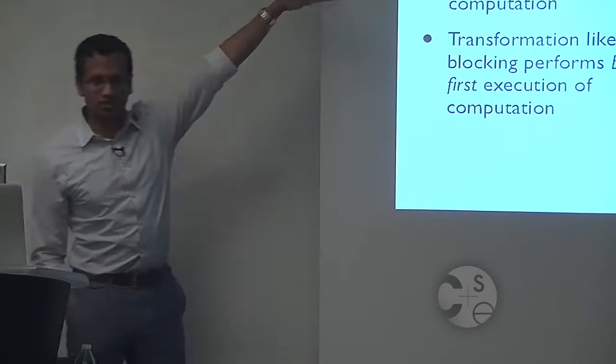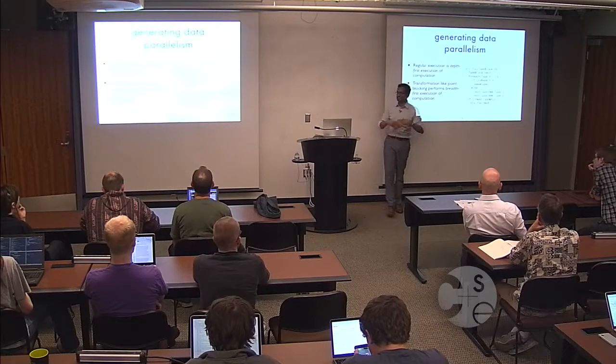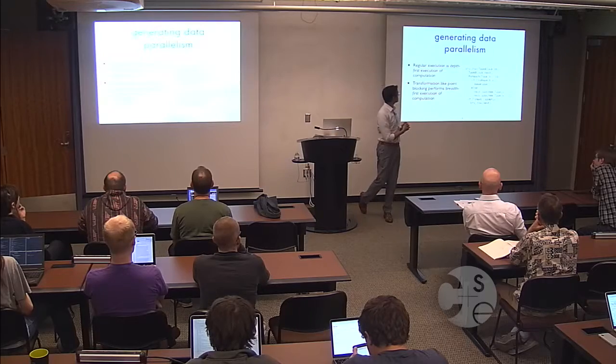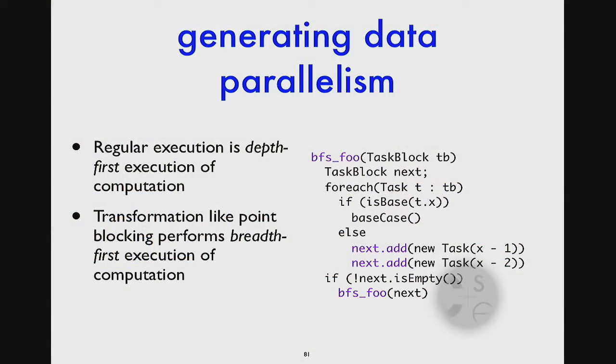Regular execution, if I were to execute this code sequentially, is a depth first execution of this computation. I can imagine what I have here as a computation tree. Every time I make a recursive call, I'm spawning off a child of this tree. Regular sequential execution is the depth first exploration of this computation tree. When I get to the base case, that's a leaf. So we can apply a transformation that takes these recursive programs and does a breadth first execution instead.